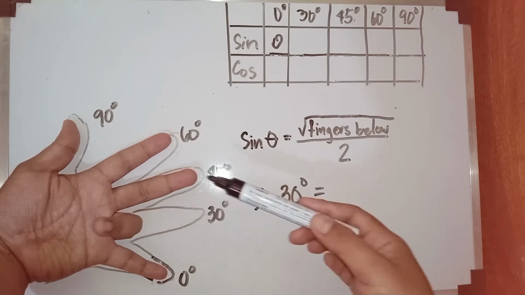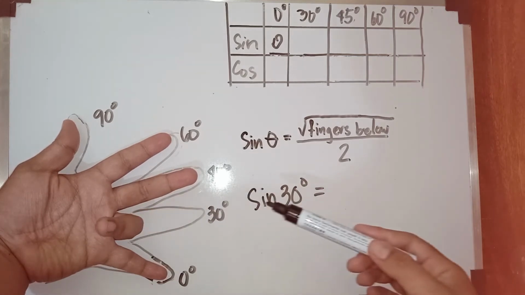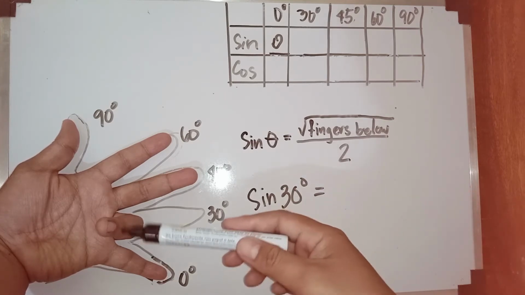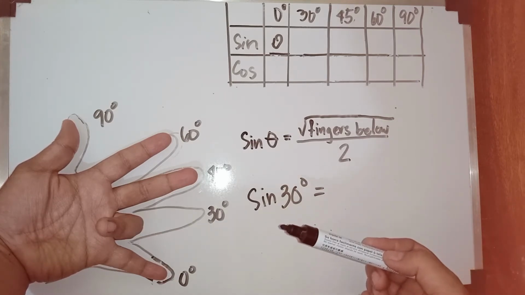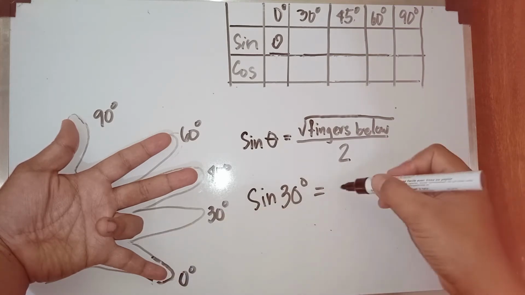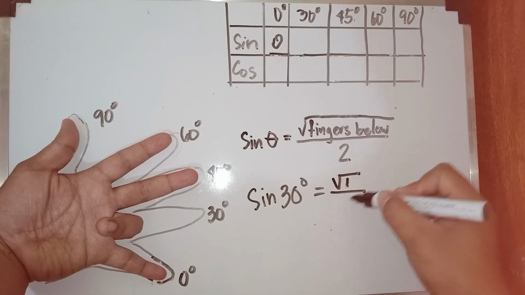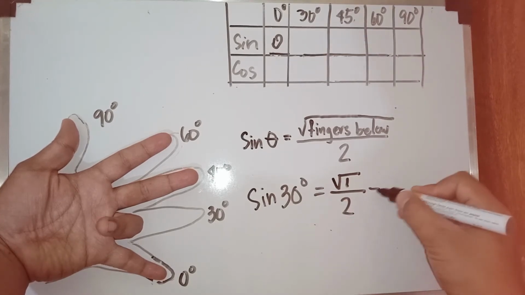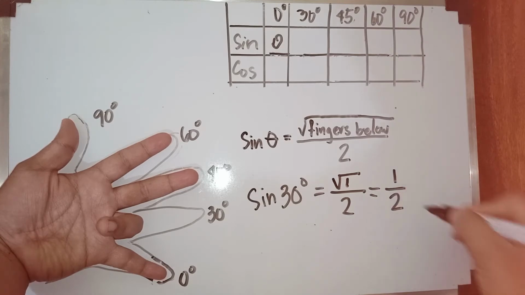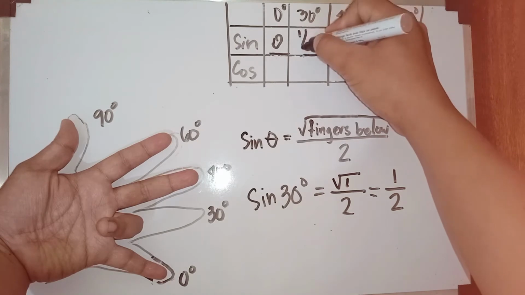So, ito po yung ating 30 degree. So, ilang fingers below ng ating 30 degree angle? Or ilang fingers below ng ating ring finger? So, we have 1. So, we have square root of 1 divided by 2. But what is square root of 1? Right, that is 1 over 2 or 1/2. Therefore, sine of 30 degree is 1/2.